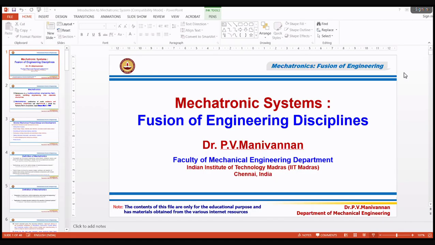Before that, this word was not there. He coined this word in his local language, maybe Japanese, but the translation was called mechatronics. Okay, that's how it was. After that, it is getting popular.